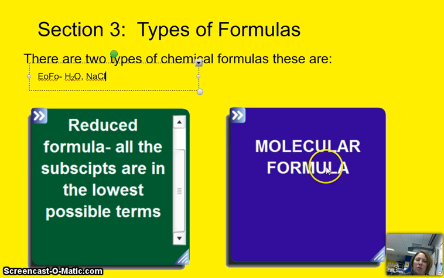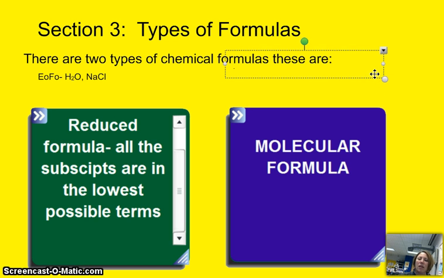The other type of formula is a molecular formula, and I, again, have a little abbreviation for that. If empirical is EOFO, then molecular formula is, of course, sorry, keeping you in suspense. A molecular formula is a MOFO.